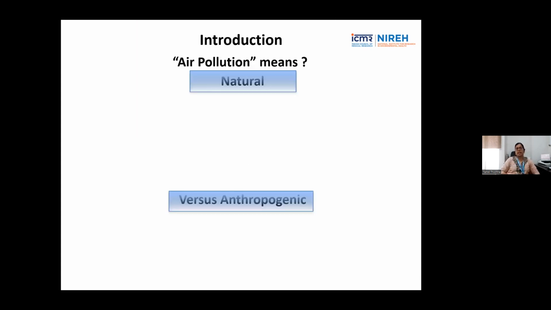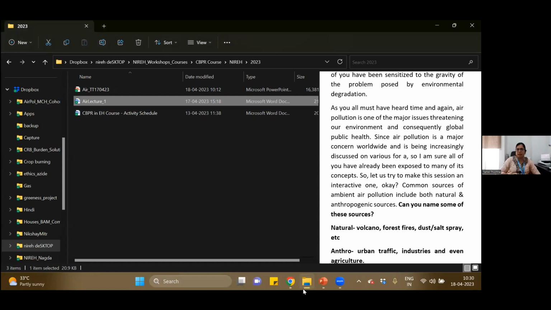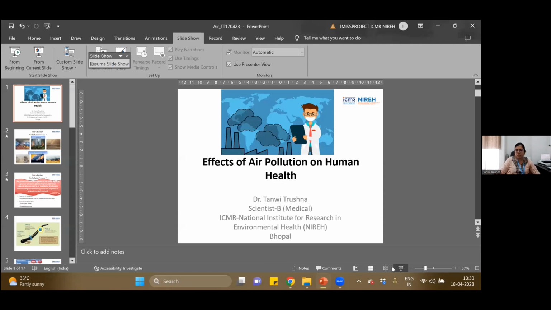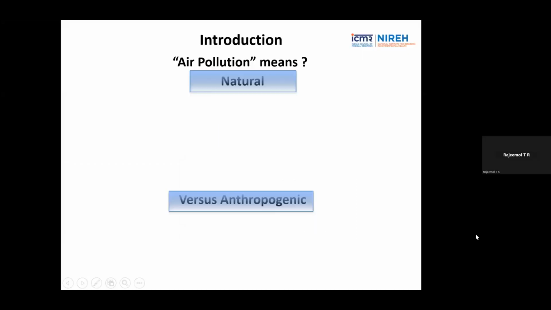So basically, when we say air pollution, it can be either anthropogenic, man-made, or it can be natural. Can any one of you unmute yourself and tell me what you understand by natural versus anthropogenic? Yeah, natural is that which occurs naturally without any intervention of man, whereas anthropogenic is man-made, which is caused due to the action of people as human beings. Yeah, exactly.